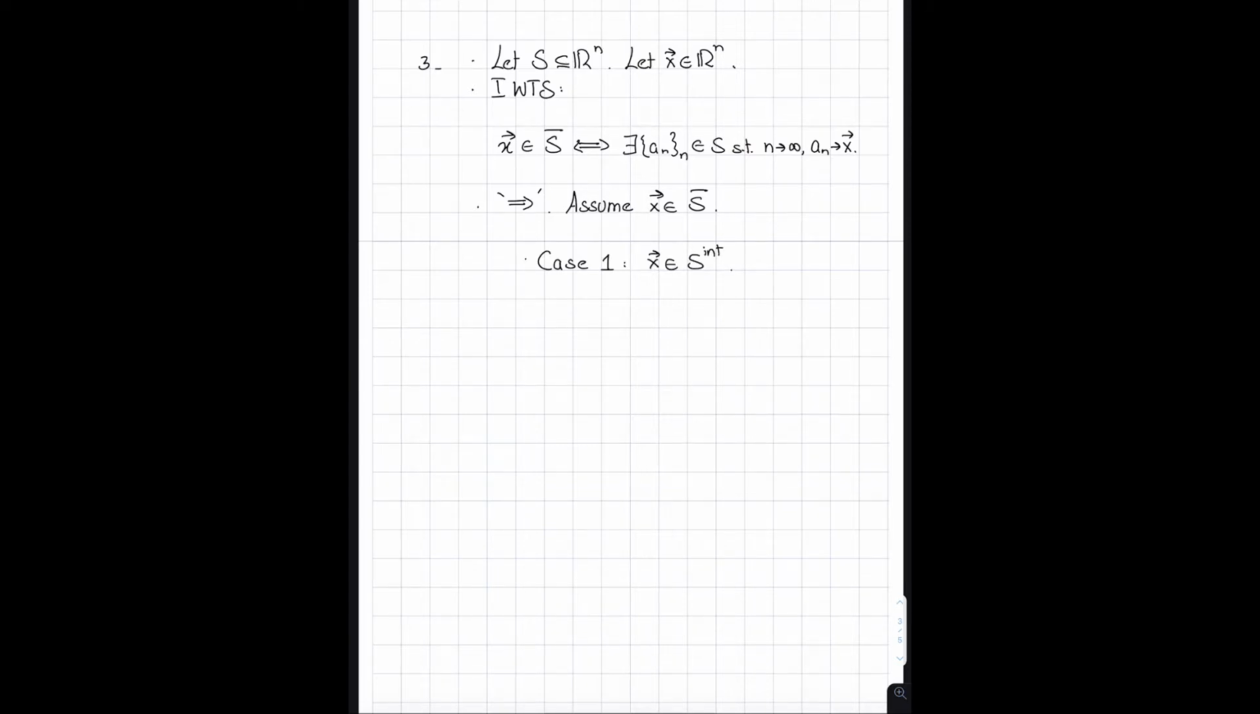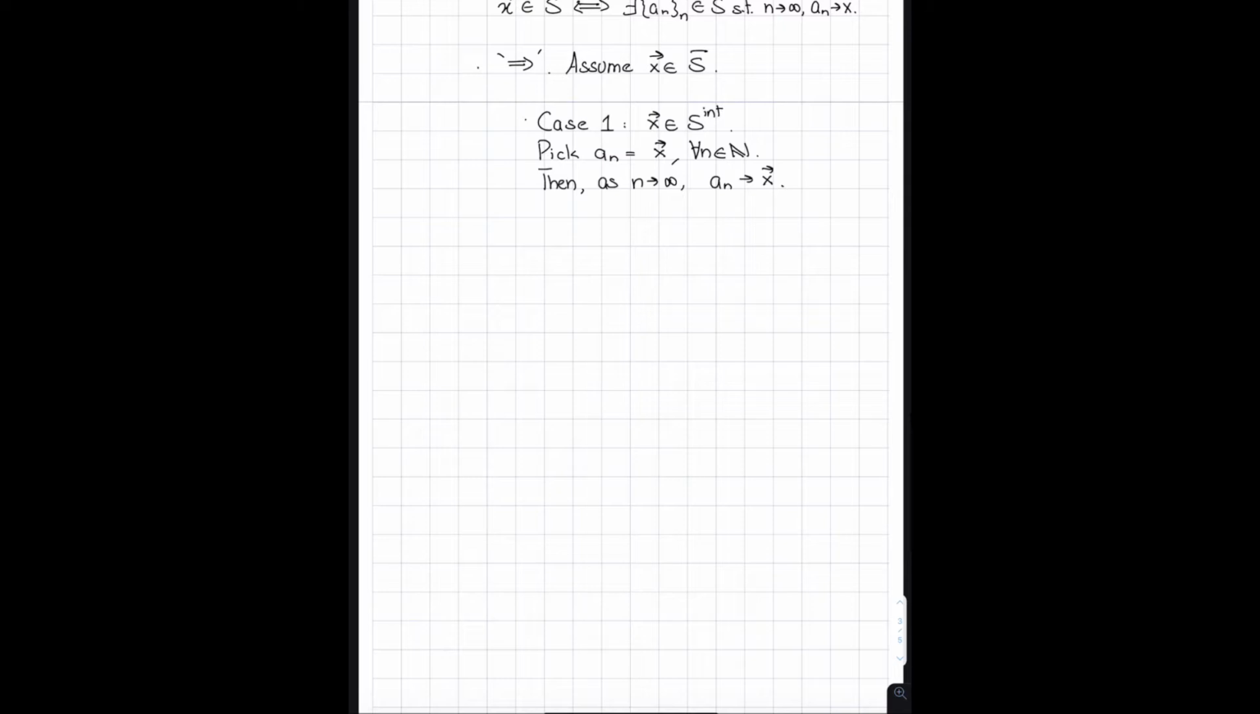In this case, it's very simple. Pick A's of n to be equal to the vector X for every n in the set of natural numbers. Then as n tends to infinity, A's of n tends to X, which is of course the case because A's of n is always X. So this is the easier case. The harder one, or it's not really hard, it's just harder than this one, is when X is in the boundary of S.